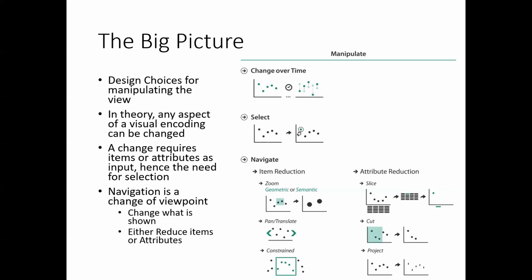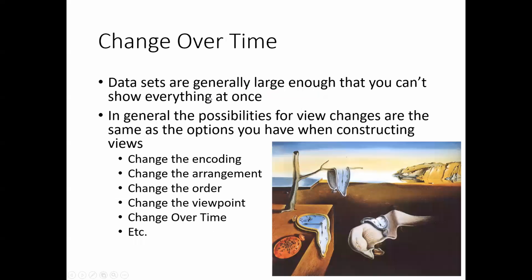The final broad category of view manipulation is navigation, which is a change in the viewpoint. That is changing what's shown in a view based on the metaphor of a camera looking at the scene from a movable point of view. This can either be through item reduction or through attribute reduction. So there's two different ways of affecting that type of change of viewpoint, either reducing the number of items that you're showing or reducing the number of attributes shown. And in terms of attribute reduction, it can often make tremendously complex visualizations a lot simpler when you remove attributes from the viewpoint. So it's a worthwhile one to explore.